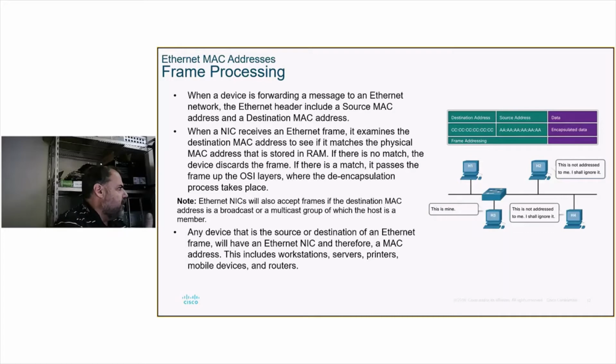And so that's why I was saying that with the router. That's why the destination MAC address is the router, so it will look at it and actually deal with it instead of just tossing it. Ethernet NICs will always accept frames if the destination MAC address is a broadcast or a multicast group of which the host is a member. Any device that is a source or destination of an Ethernet frame will have an Ethernet NIC and therefore a MAC address. This includes workstations, servers, printers, mobile devices, and routers.